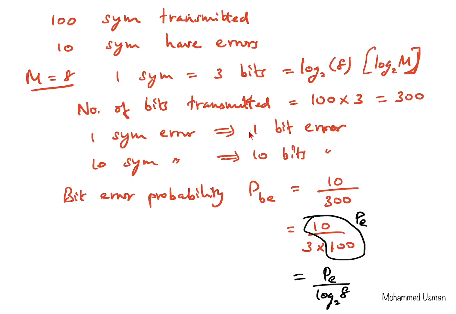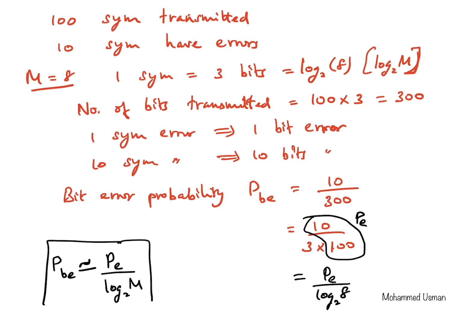This one symbol error is 1 bit error. That is approximately correct. Occasionally, one symbol error may be more than 1 bit error, but approximately this is the relationship when we have a gray coded arrangement for the symbols. So we have the general expression for the bit error probability PBE as approximately equal to the symbol error probability by logarithm to the base 2 of m. Okay, we'll stop here for this lecture and we'll continue with the next topic.